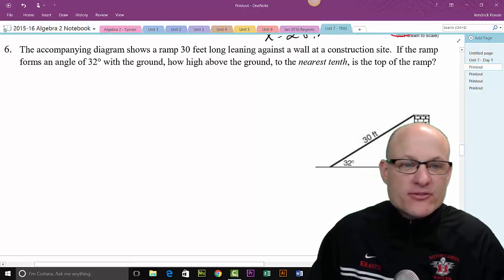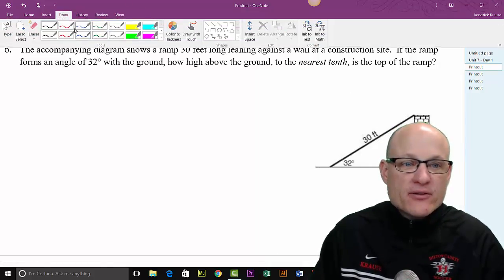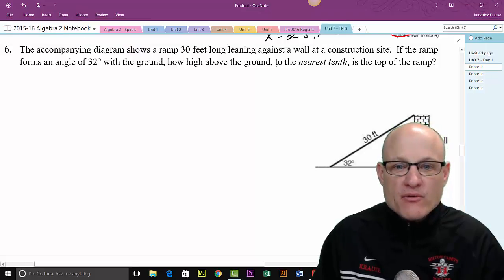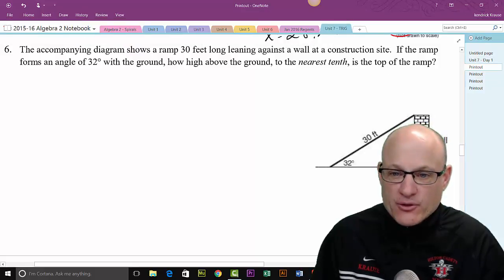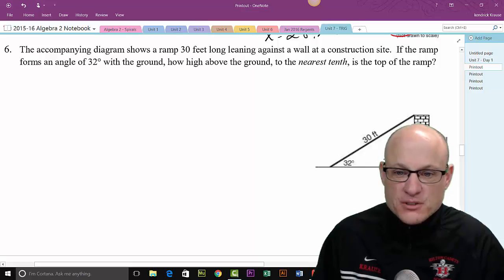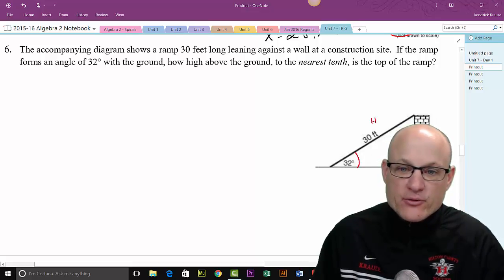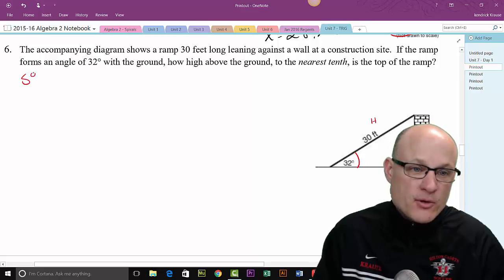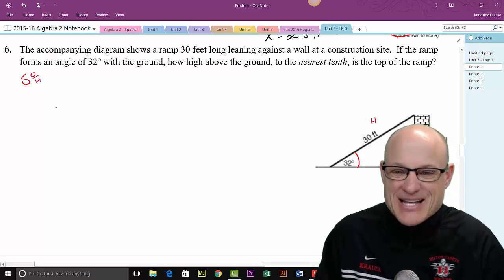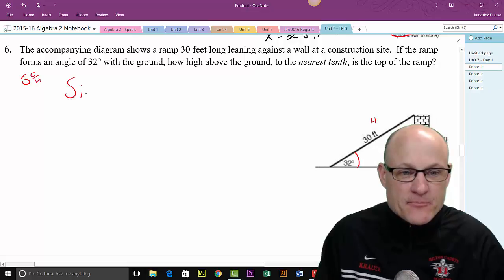How high above the ground, to the tenth, is the top of the ramp? So I want to know the height of this wall. That's opposite and hypotenuse, and if I remember correctly, that's sine. So sine of 32 degrees is equal to opposite, which is x, over hypotenuse, which is 30.